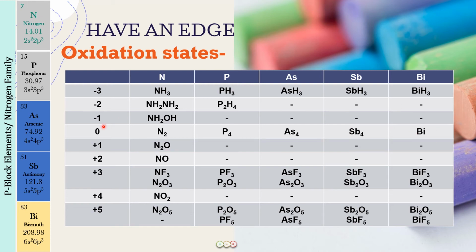Okay, and then we have the +1 oxidation state only being shown by nitrogen in N2O, that is nitrous oxide. +2 oxidation state again shown by nitrogen only in NO, that is nitric oxide. Then the +3 oxidation state we can see in case of all the group 15 elements from nitrogen to bismuth. And when we talk about nitrogen, nitrogen is the third most electronegative element.